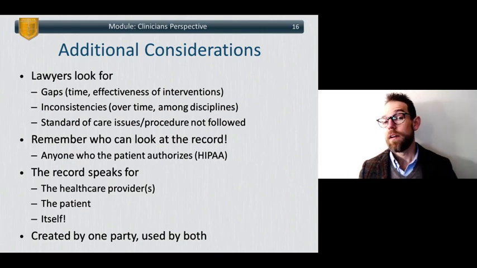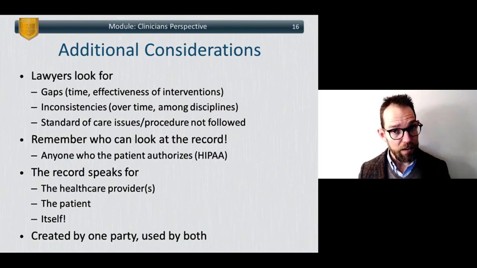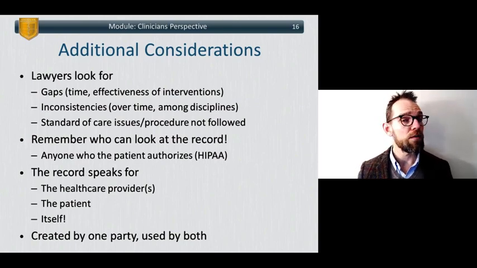And remember, due to HIPAA, anyone that the patient authorizes can look at that medical record. It's not just an attorney. So the record needs to speak for the healthcare provider, needs to speak for the patient, and of course it needs to speak by itself. And it can be created by one party, and of course it can be used by both parties.